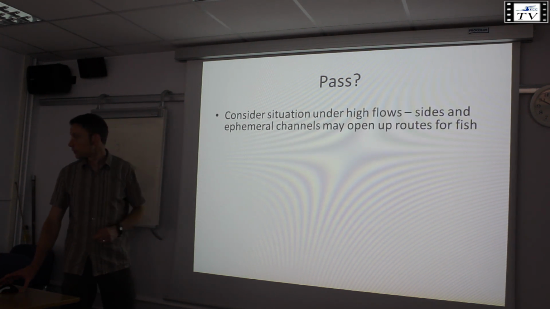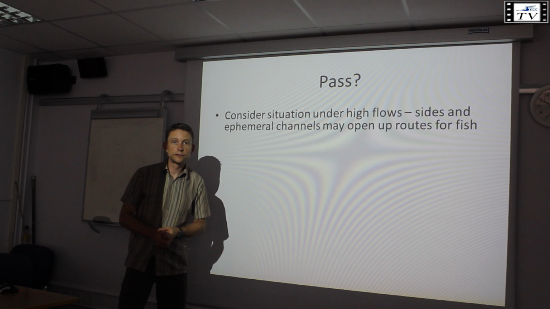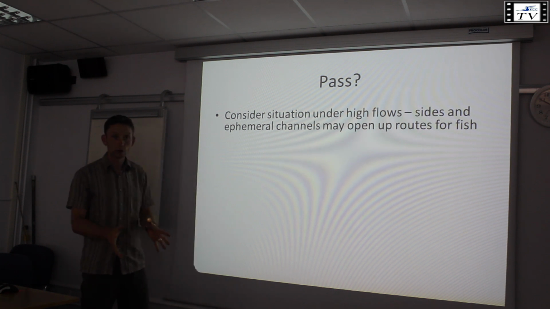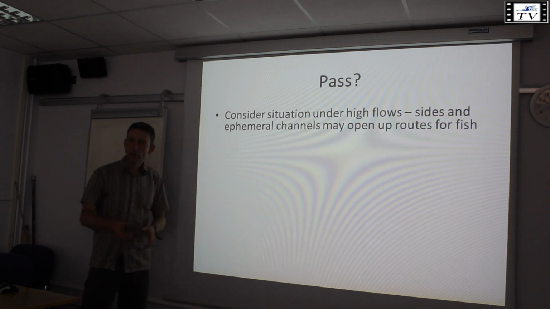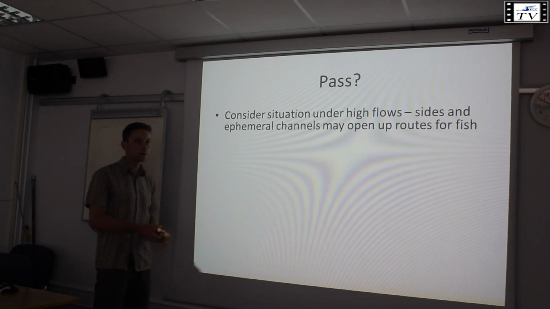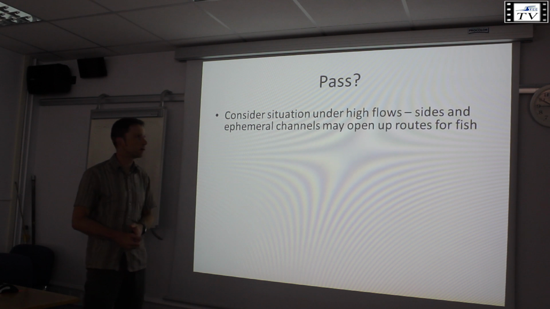Got to consider situations under high flows. A lot of fish, certainly salmonids, tend to migrate more readily and certainly in smaller channels under higher flow conditions. Look at the sides. Are there channels that might open up under higher flows? Are they just ephemeral, they're only there for a while, but they could still provide some kind of opportunity for fish to get through?